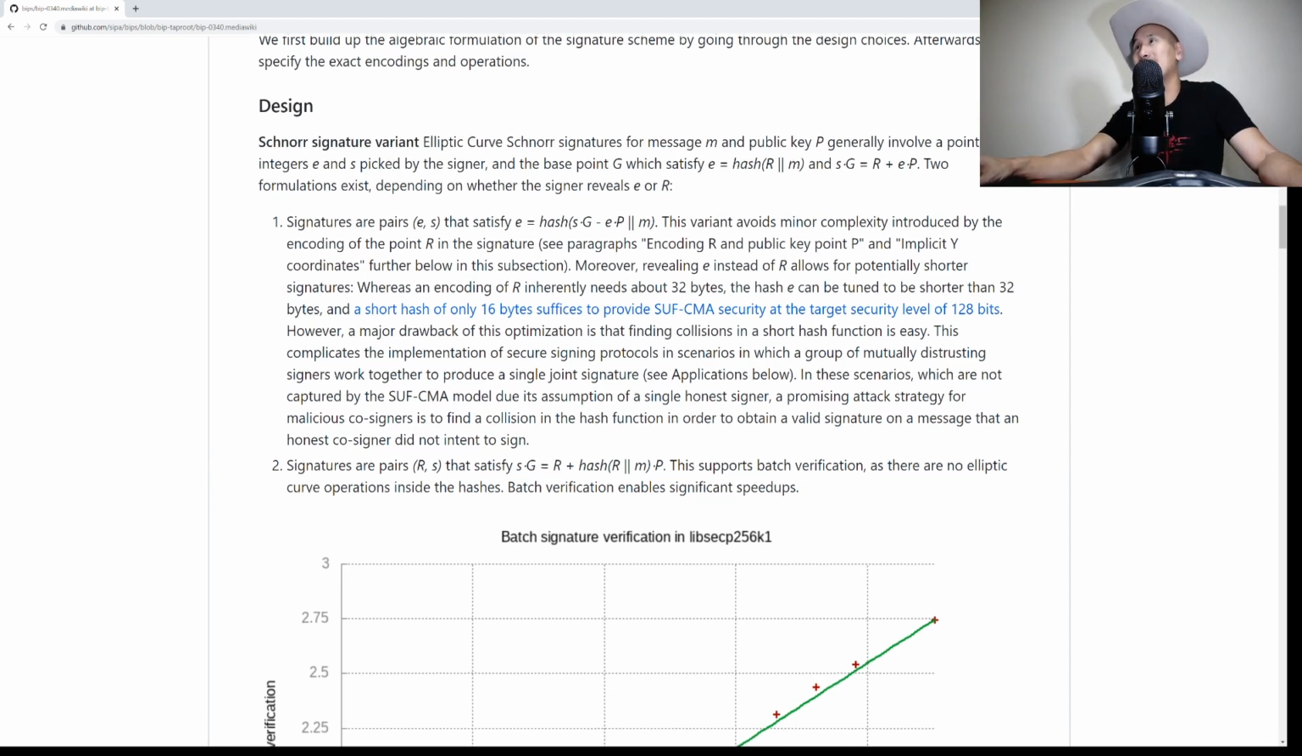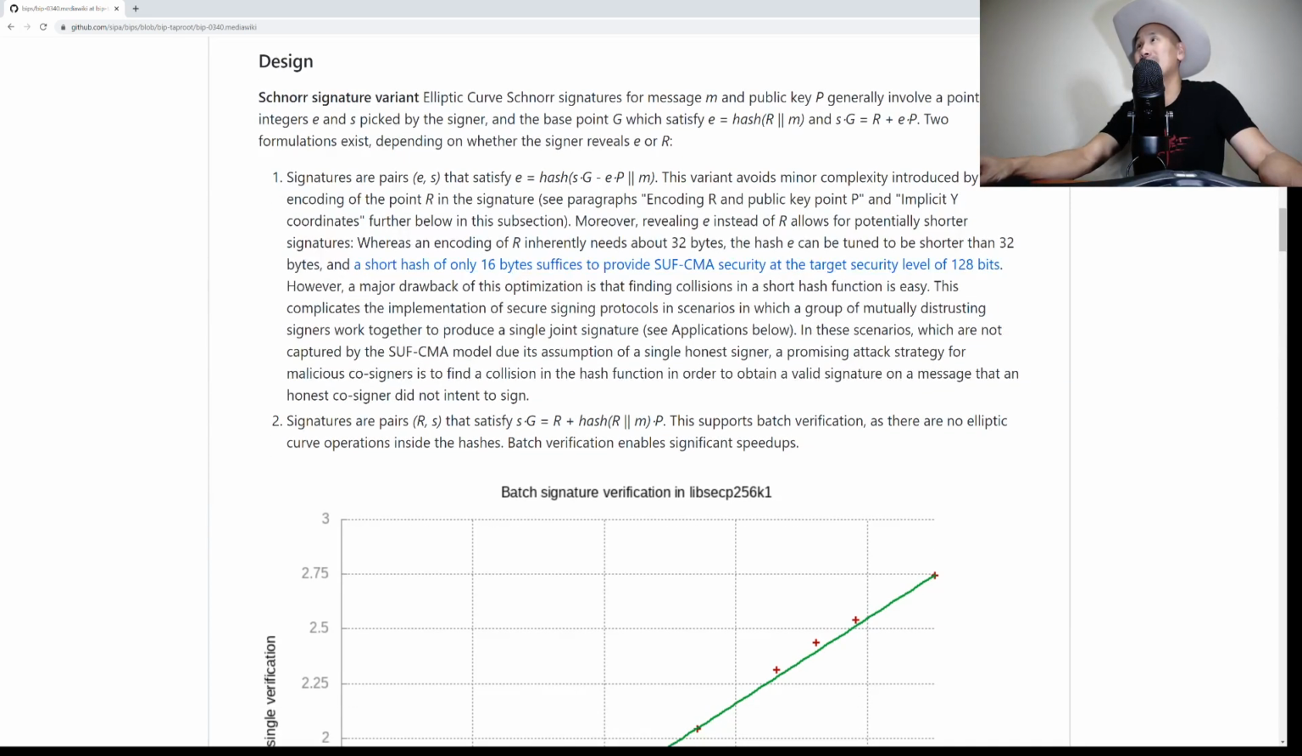Signatures are pairs E, S that satisfy E equals hash of S times G minus E times P concatenated with M. This variant avoids minor complexity introduced by the encoding of the point R in the signature. See paragraphs encoding R and the public point P and implicit Y coordinates further below in the subsection. Moreover, revealing E instead of R allows for potentially shorter signatures, whereas an encoding of R inherently needs 32 bytes.